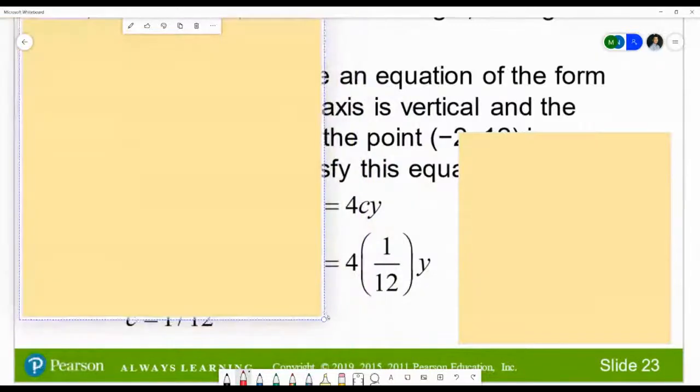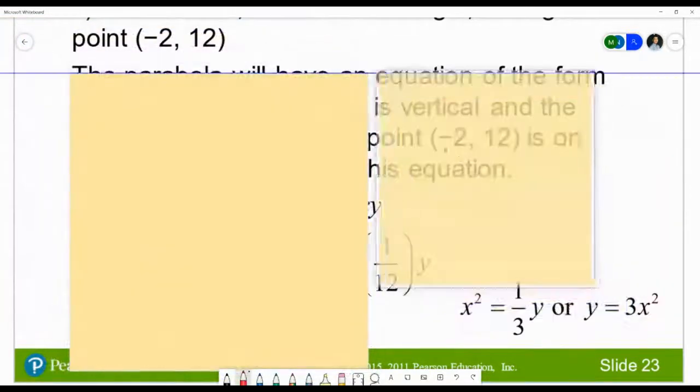Why can't I do a rectangle? It has to be a square.